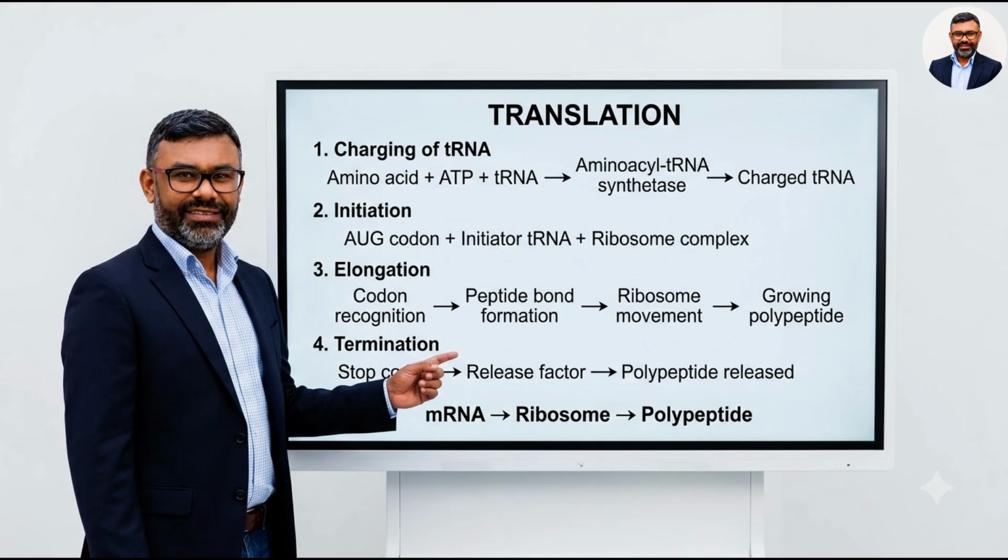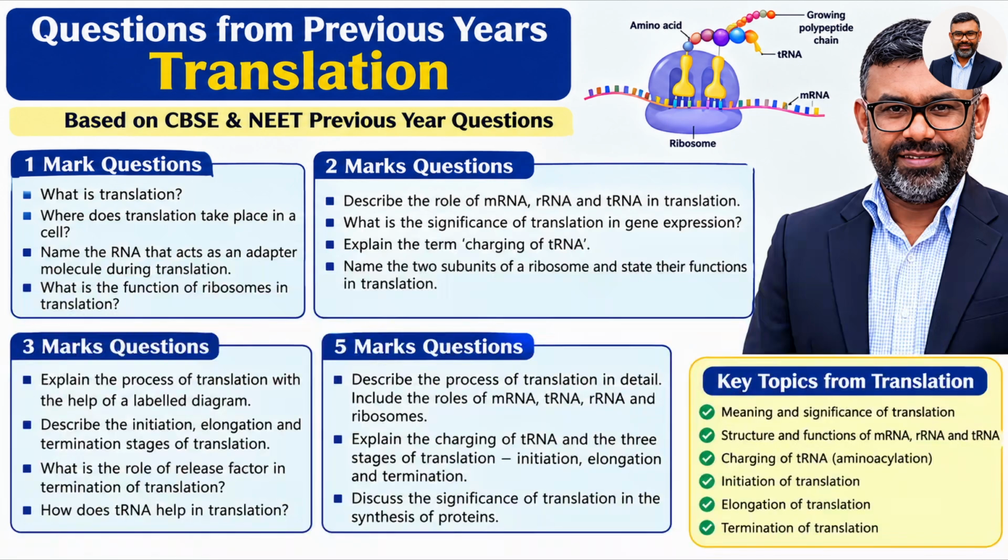the polypeptide chain grows. Finally, during termination, the ribosome reaches a stop codon. A release factor binds, the completed polypeptide is released, and the ribosome dissociates. Thus, the information present in mRNA is translated into the specific amino acid sequence of a protein. Pause the video and go through these questions for better understanding of the topic.